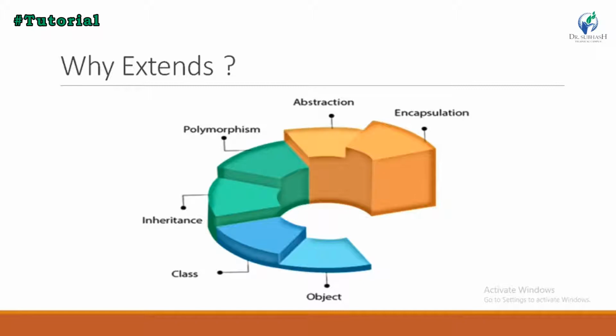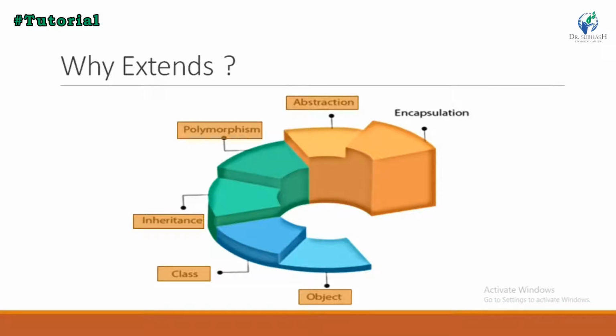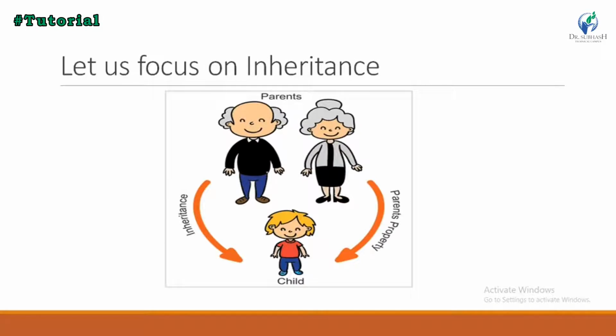But before going into extends, let us focus on the main terminologies of object-oriented programming, which are object, class, inheritance, polymorphism, abstraction, and encapsulation. We are not going into the detail of everything. We want to focus on extends. That is why we are going into inheritance, because extends deals with inheritance. Okay. So let's focus on inheritance.